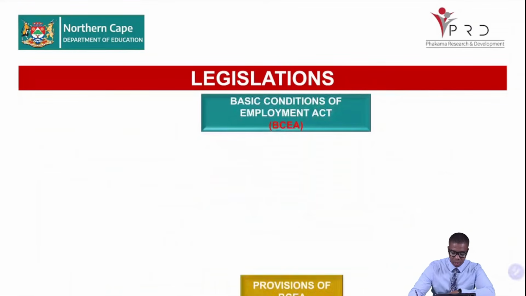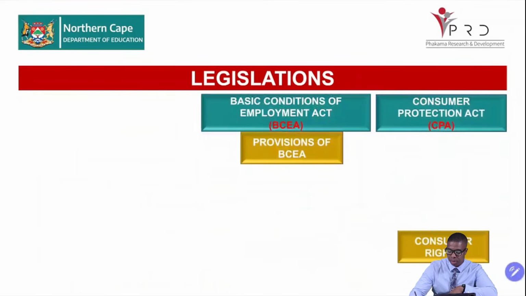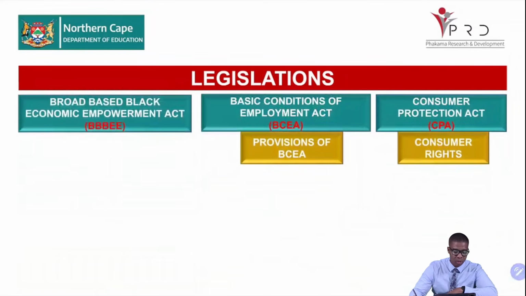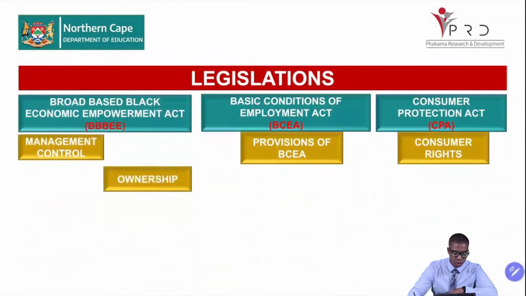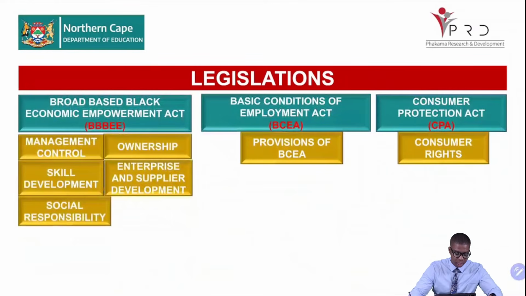As we proceed, these are other aspects that you might be expected to identify from the scenario. The Basic Conditions of Employment Act: the provisions under this act, you would need to know how to name them and also know how to identify them from the statement or scenario. Then we also have the Consumer Protection Act, where you should know how to identify the consumer rights according to the act. Then you should also know the Broad-Based Black Economic Empowerment Act, because you have the pillars there, which are management control, ownership, together with skills development and enterprise and supply development, and the last one being social responsibility.